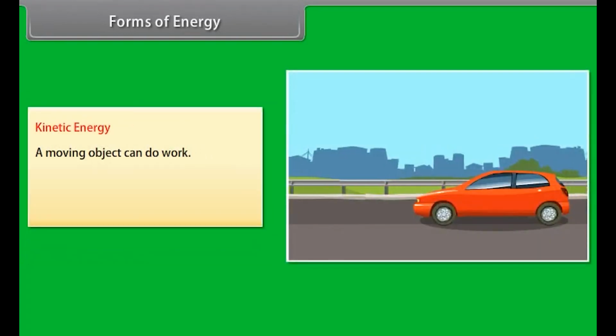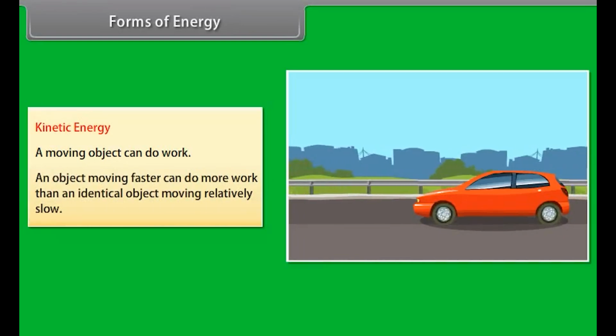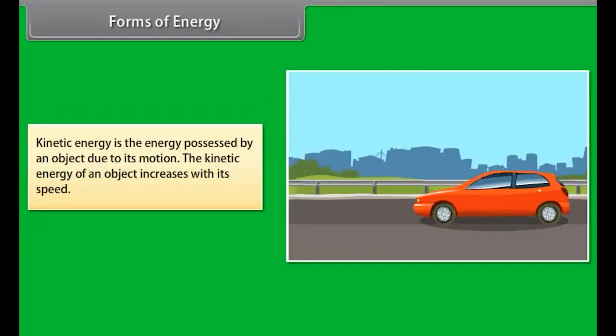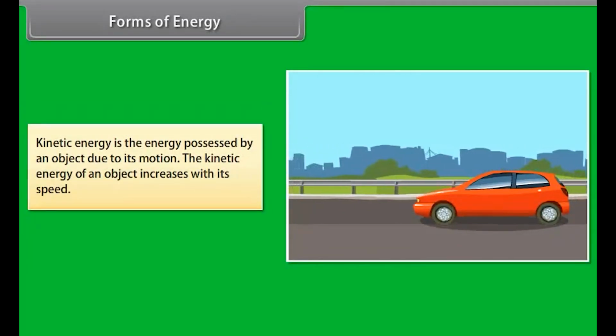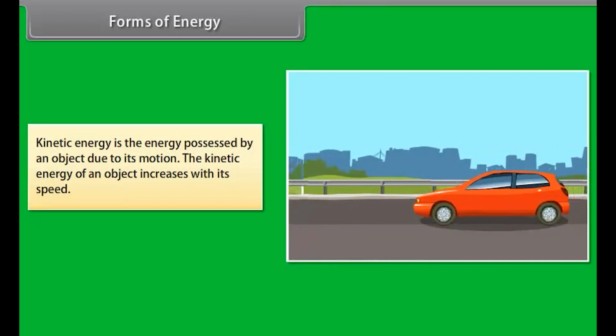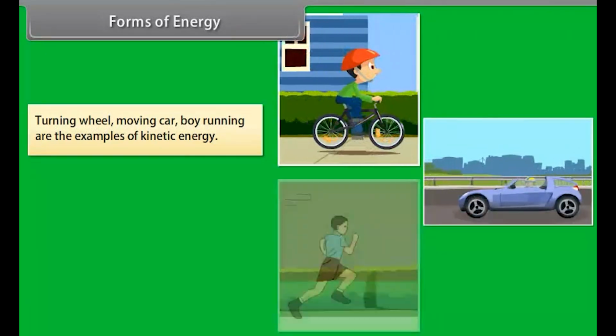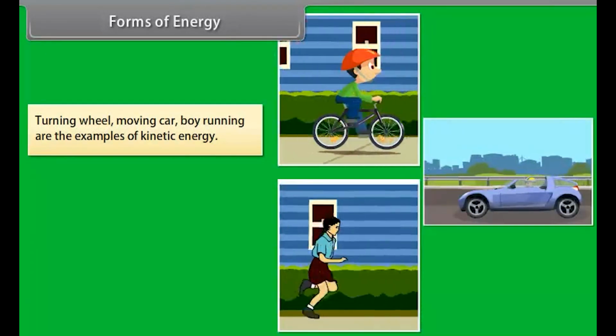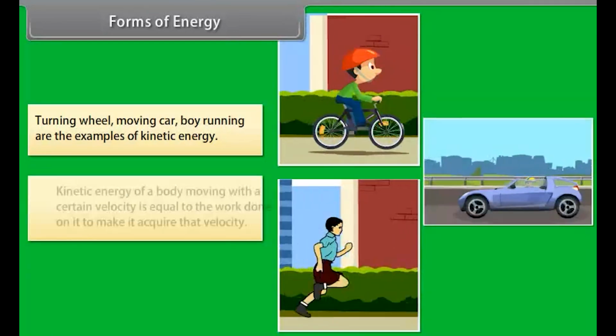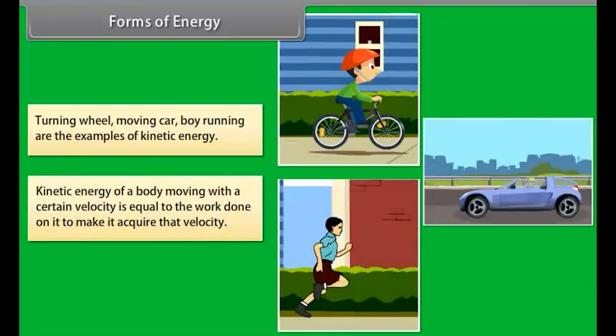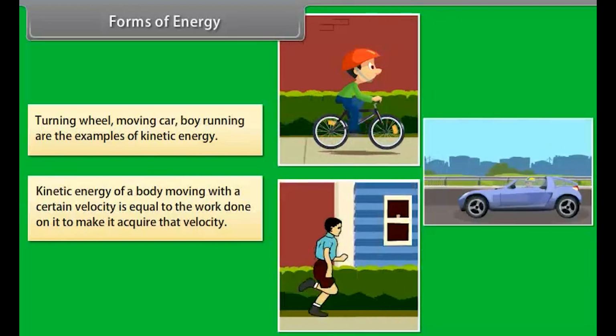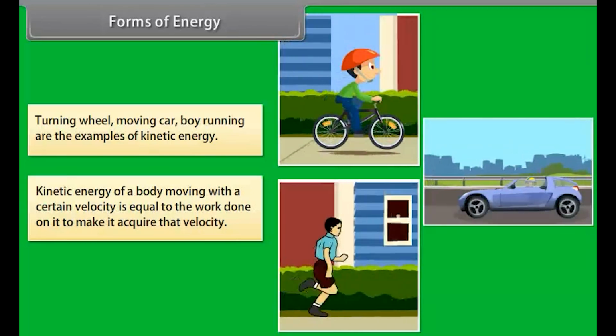Let us first study about kinetic energy. We know that a moving object can do work, and an object moving faster can do more work than an identical object moving relatively slow. Kinetic energy is the energy possessed by an object due to its motion. The kinetic energy of an object increases with its speed. Turning wheel, moving car, boy running are the examples of kinetic energy. So we say that the kinetic energy of a body moving with a certain velocity is equal to the work done on it to make it acquire that velocity.